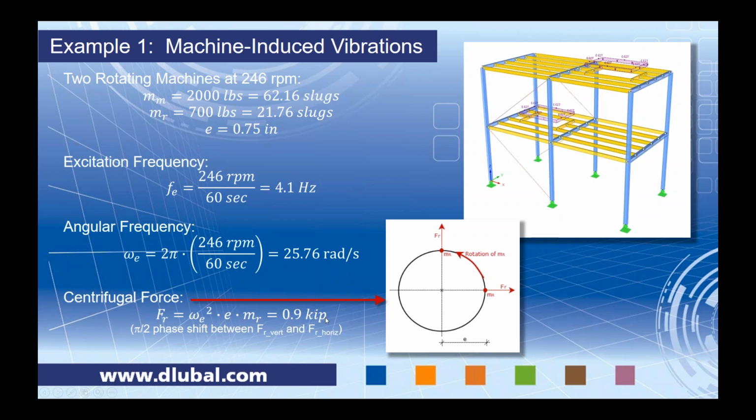So we have this force here, 0.9 kips, and as this machine is rotating here in this circle, as we can see from this picture, at one point in time, we have 100% of the horizontal force acting on the structure, the 0.9 kips. But as it continues to rotate, at another point in time, we're now going to have 100% of the force acting in a vertical direction. But somewhere in between here, we're going to have some type of relationship between the horizontal force and the vertical force acting together. Well, this gives us a pi over 2 phase shift between the vertical force and the horizontal force that we want to take into consideration for our time history analysis.